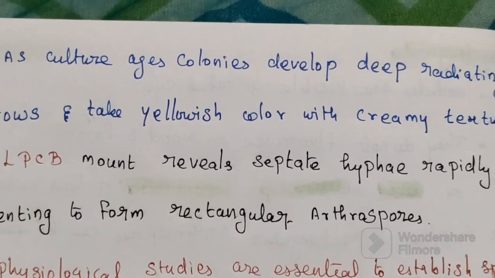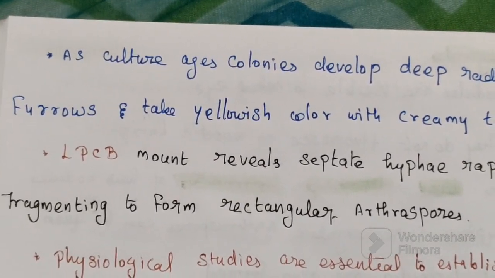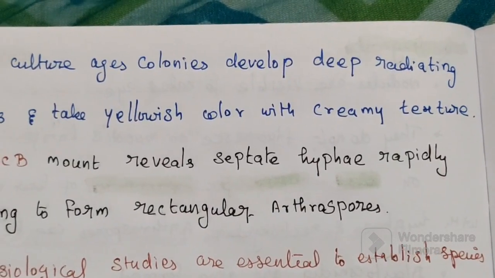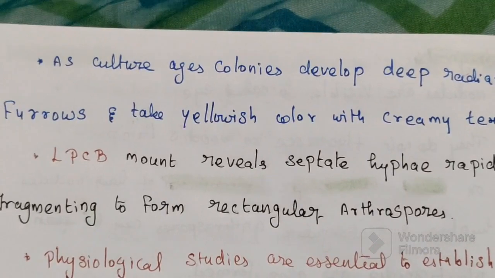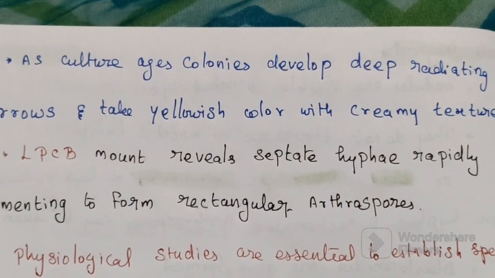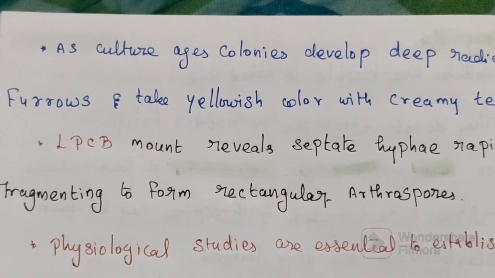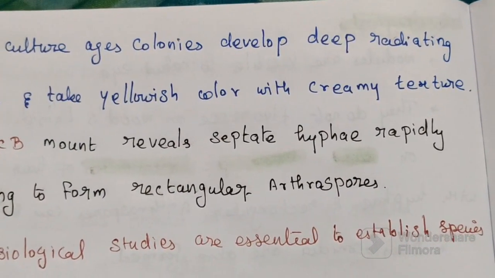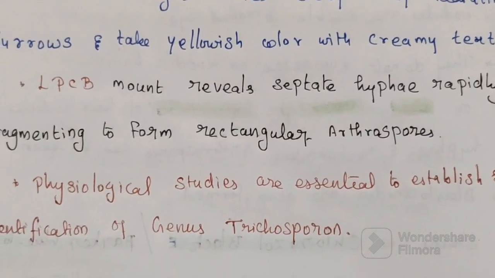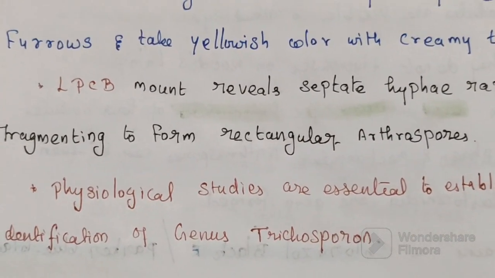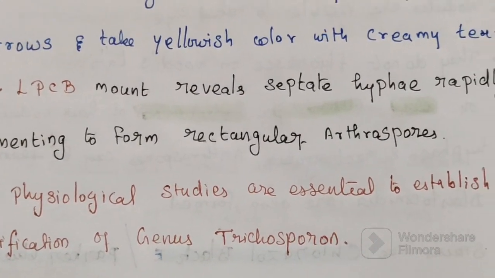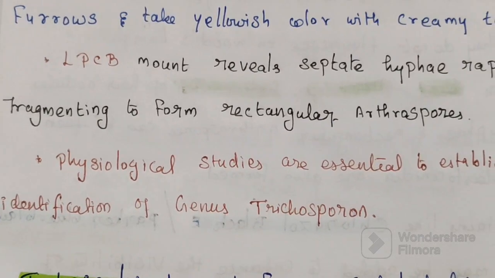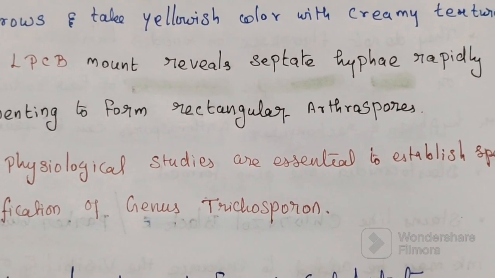As the culture ages, it develops deep radiating furrows and a yellowish color with creamy texture. Then lactophenol cotton blue mount reveals septate hyphae rapidly fragmenting to form rectangular arthrospores.